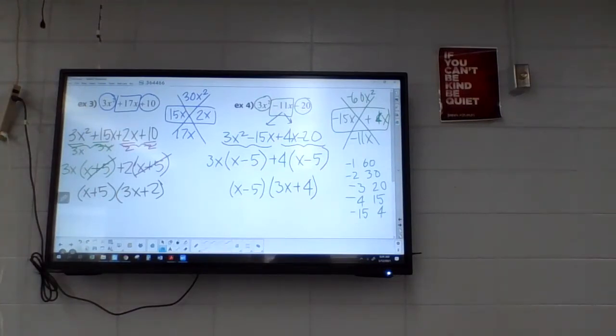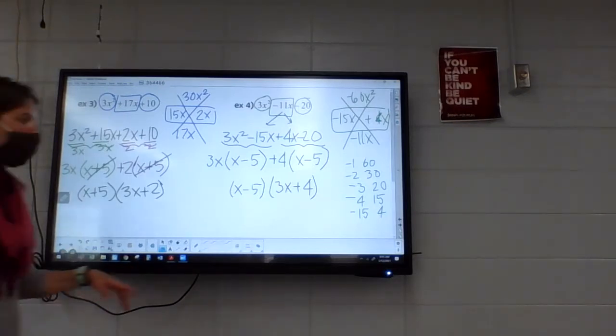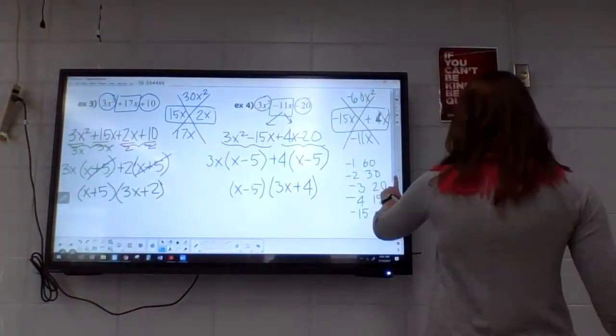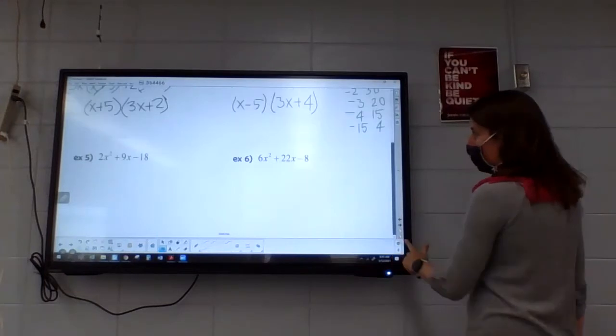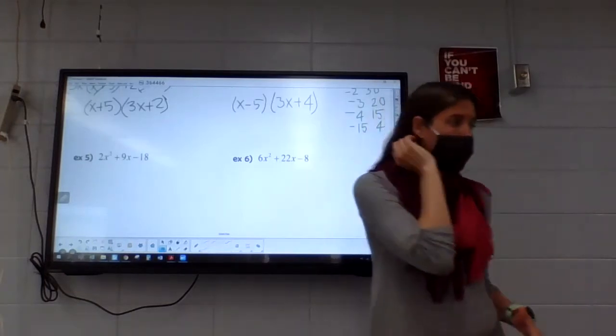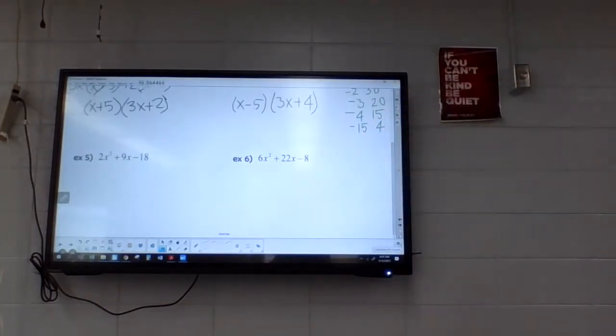Why don't you guys try example 5 if you haven't already? See if you guys can try example 5. We'll do it together, but set up your little X thing first. Yeah, it's important to factor out that GCF first. So example 5 is very similar to example 4 and example 3. So nothing goofy about that one. So try to set up that X.